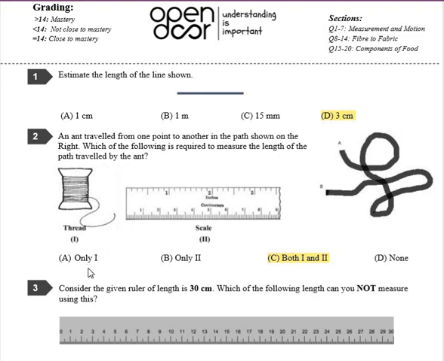The first one is only the first, that is thread. B is only scale. C is both first and second, and D is none. So the answer will be C, both first and second.